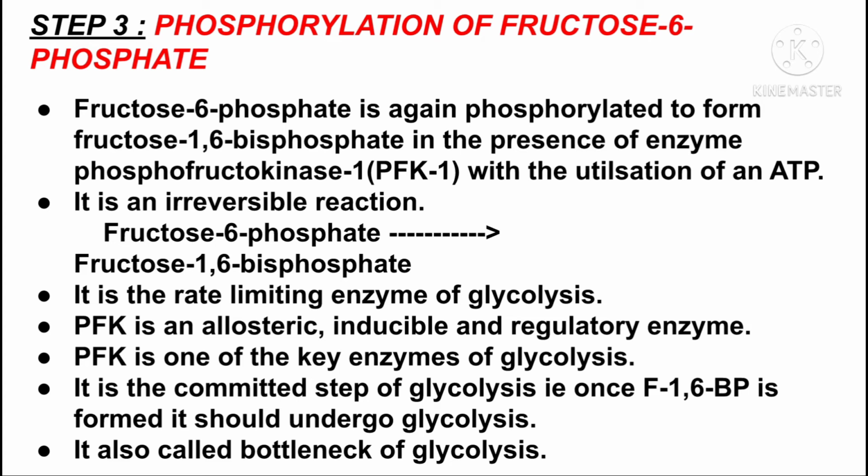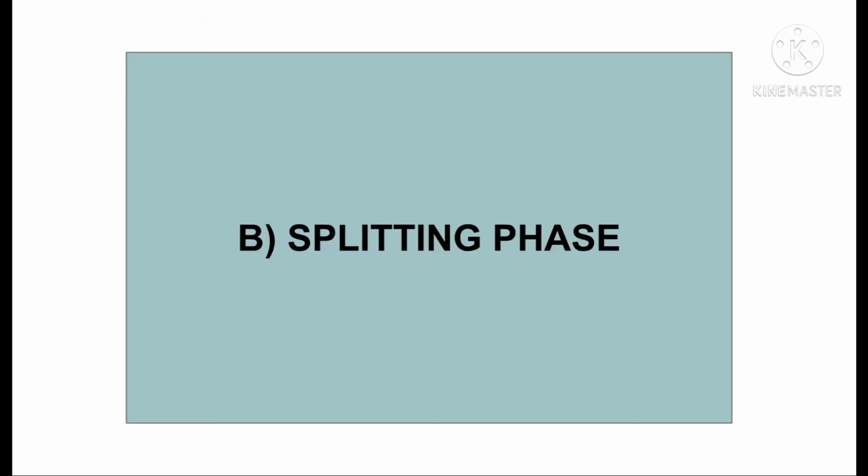The phosphorylation of fructose 6-phosphate is the committed step of glycolysis. That is, once fructose 1,6-bisphosphate is formed, it should undergo glycolysis. It cannot enter other metabolic pathways. It is also called bottleneck of glycolysis. Phase 1 of glycolysis is over. Now we will look at phase 2, that is splitting phase.